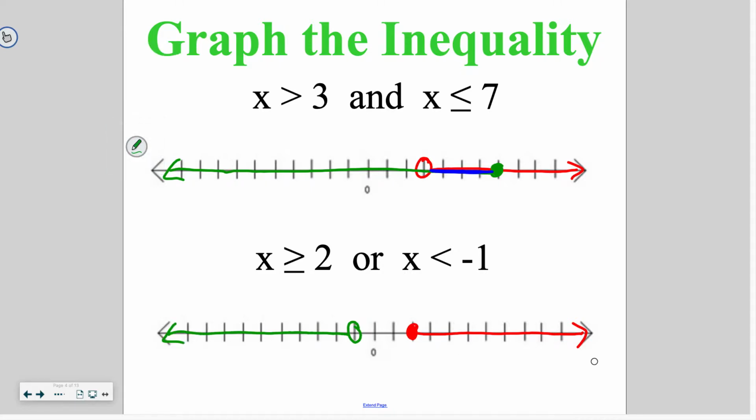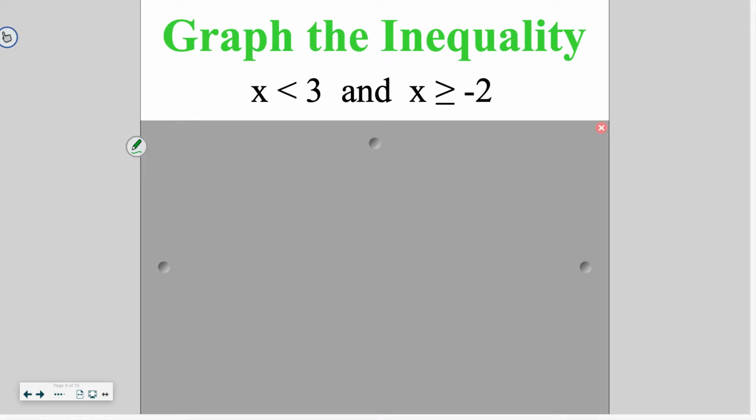So everything in the red works for the first one, everything in the green works for the second one, which means everything that's colored in works for this inequality because it's either this part or that part. So in this case, the only thing that doesn't work is what ends up in between them. Go ahead and try graphing this one on your own.